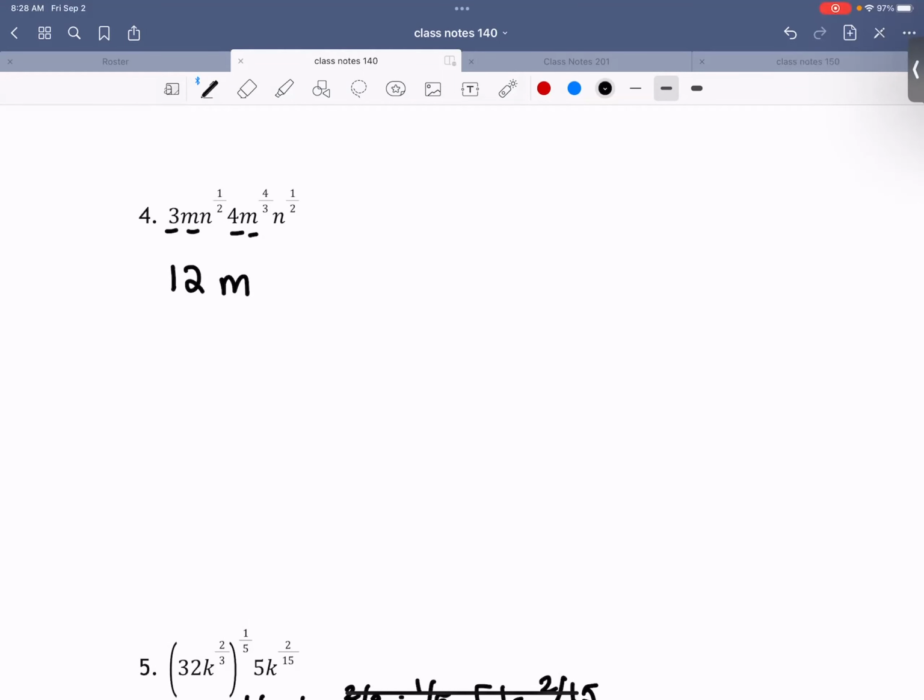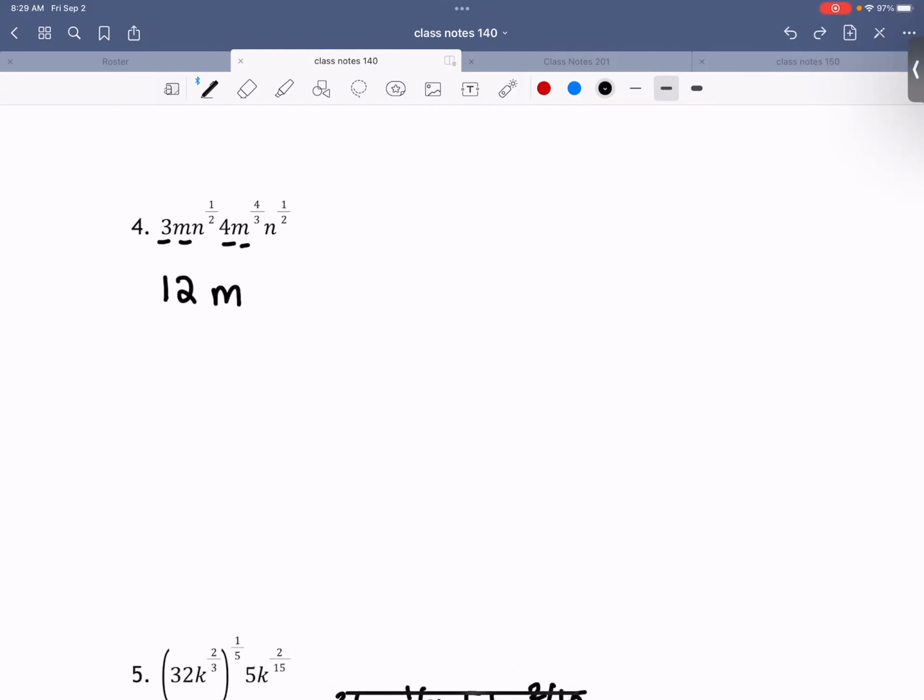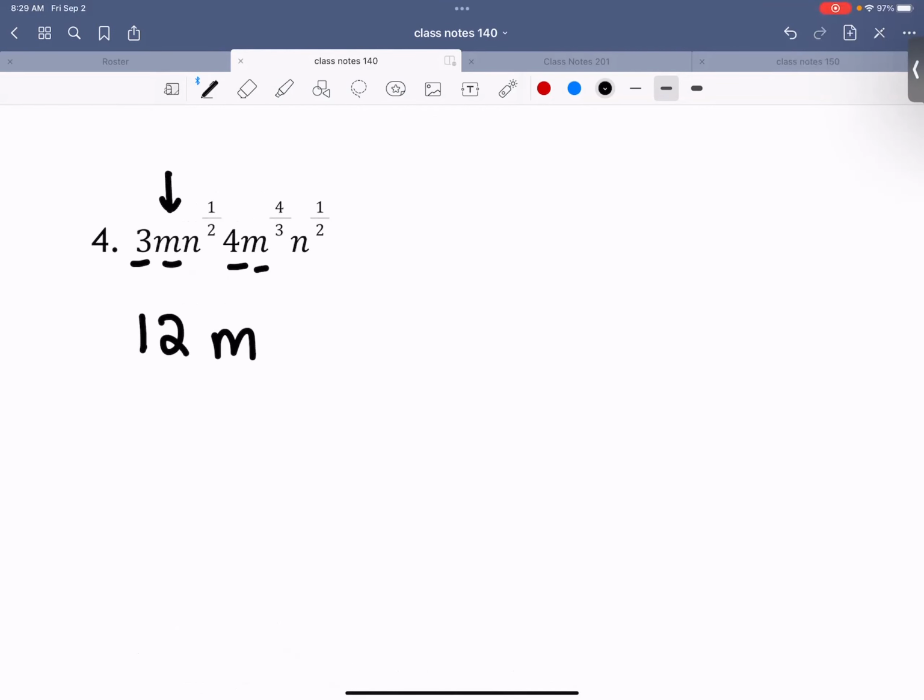Add or multiply? Add them together. So I want to add the exponent of this guy here times the exponent of this guy there. What's the exponent on that m? 1, right? This is technically m to the first power. So if I wanted to add these, I would take 1 plus 4/3. That's the addition I'm doing here.